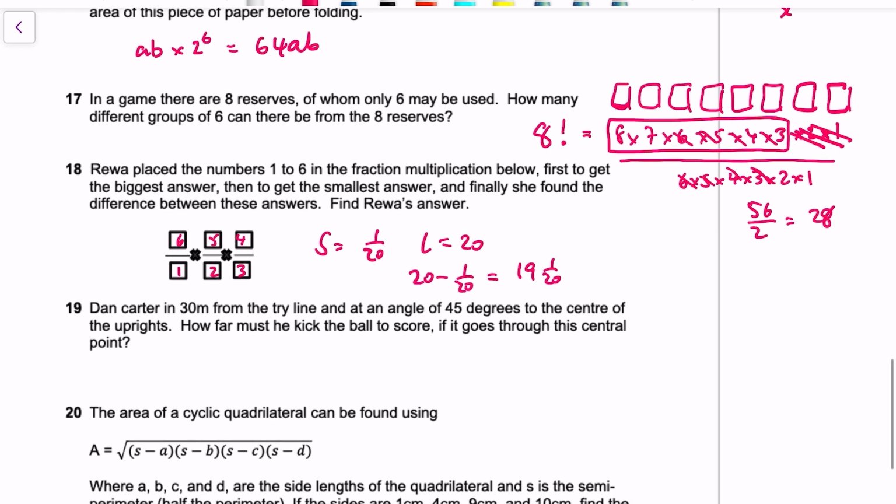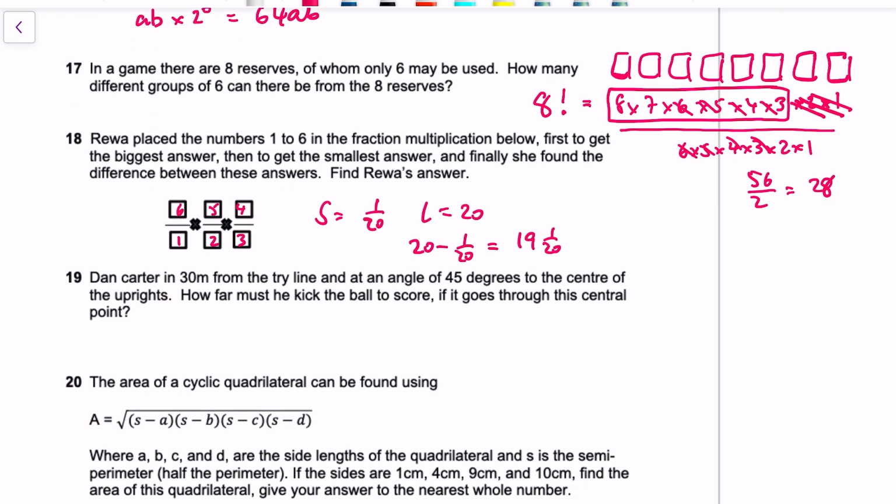Dan Carter is 30 metres from the try line, I guess it's meant to say, and at an angle of 45 degrees to the centre of the uprights. So if we've got some posts there, that's what the uprights mean. And it's 30 metres from the try line at an angle of 45 degrees to the centre. If it goes through the central point, how far must you kick the ball? So we're looking for this distance here.